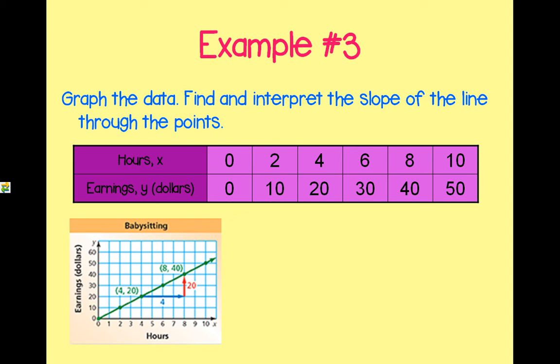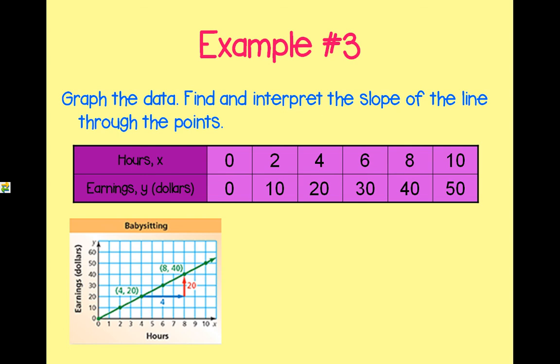If we were to use these 2 points to find our slope, we started here, we go down -20 over -4, which is still positive 20 over 4, which gives us 5. So we can still use that method to find our slope.